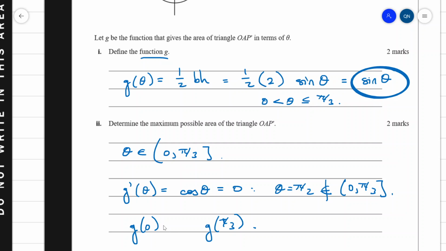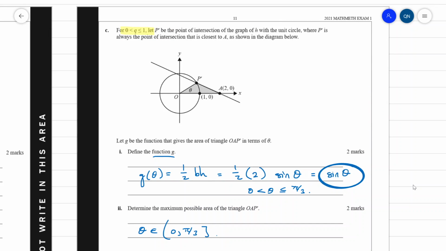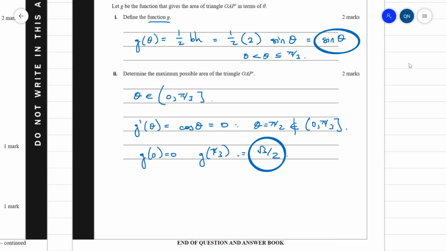Now g of 0 is going to be 0. G of pi on 3 is going to be, not 1/2, root 3 on 2. So because root 3 on 2 is clearly the greater value, we're going to take this as the greatest possible value for the area of OAP prime. And with that, we are done.